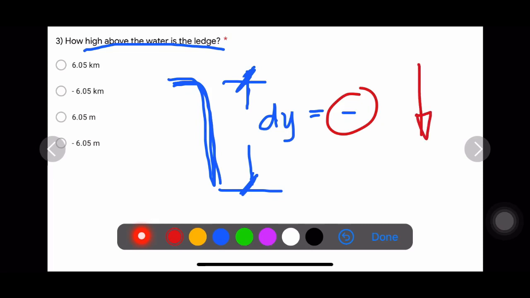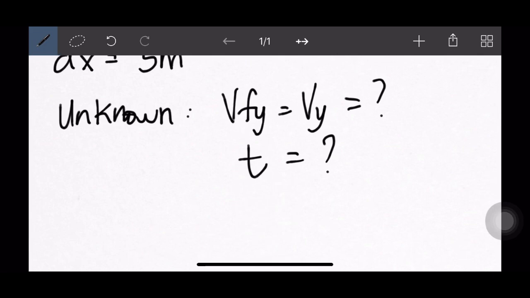In our choices, we have only two choices that have a negative value. So that narrows down our choices. Okay, let's solve your favorite part.